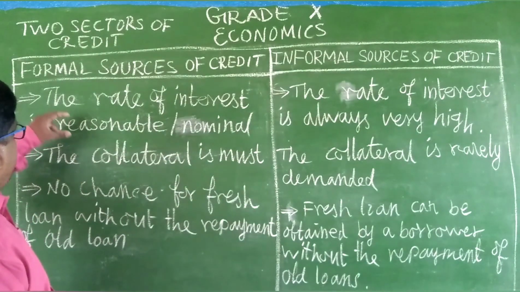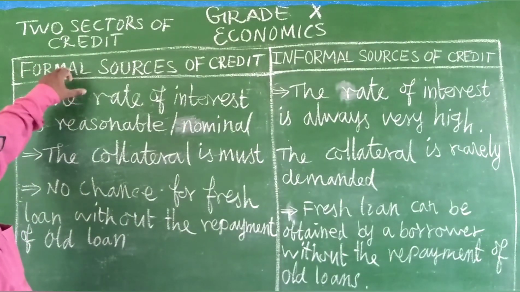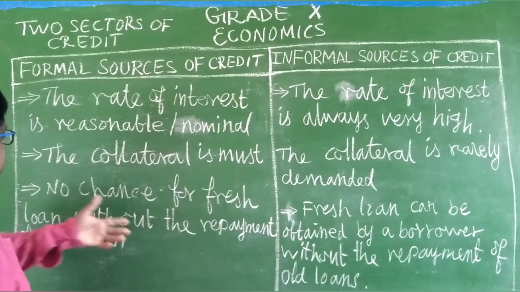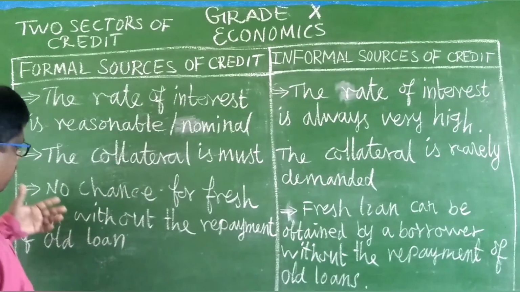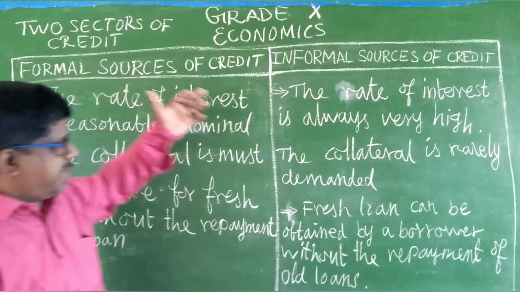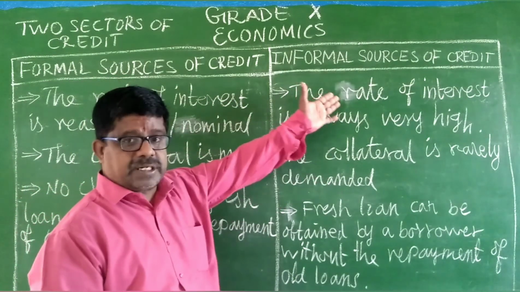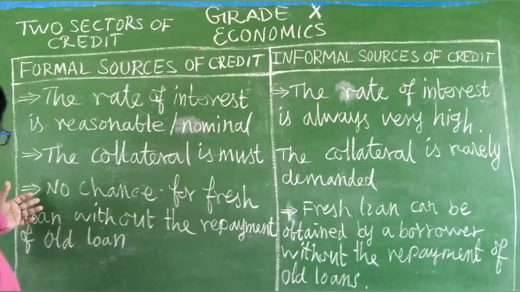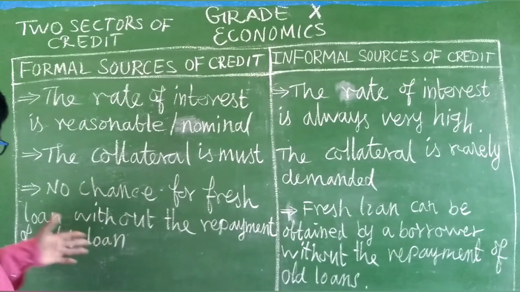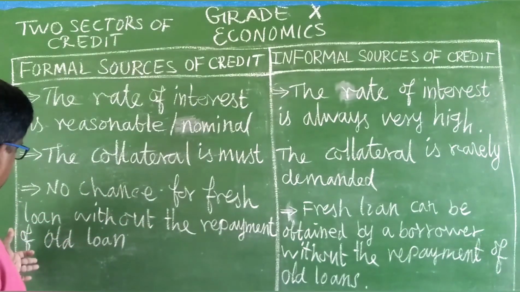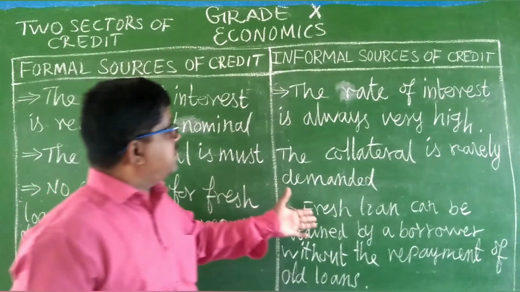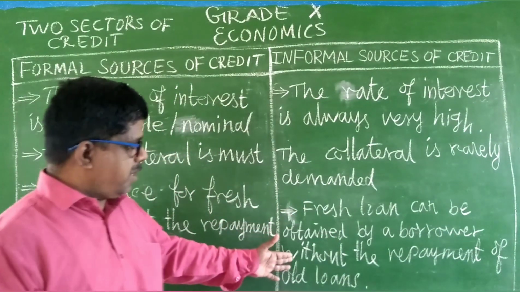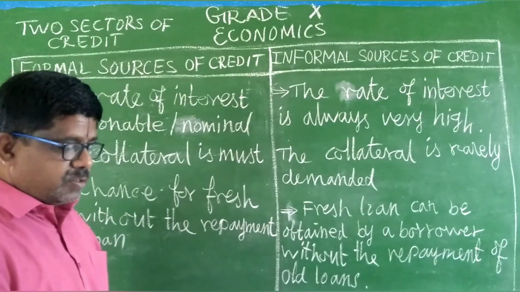Students, please understand, in the case of formal sources of credit, the rate of interest is very cheap, nominal or affordable. Collateral is a must, whereas in informal sources of credit, the rate of interest is always very high and collateral is rarely demanded. There is no chance for a fresh loan without repayment of old loans, whereas in informal sources of credit, fresh loans can be obtained by a borrower without repayment of the previous loan.